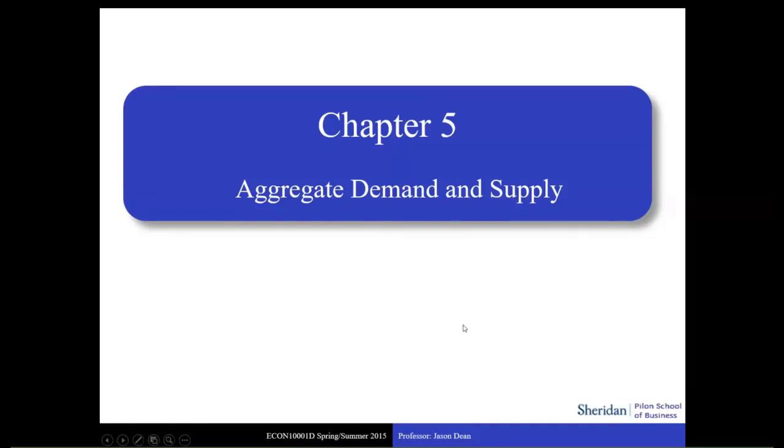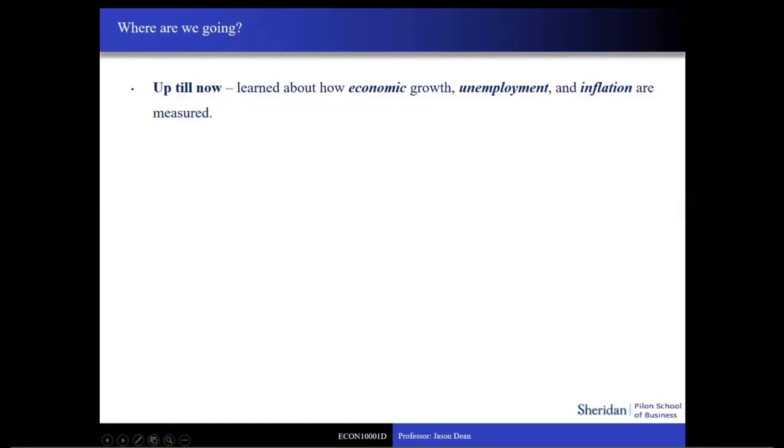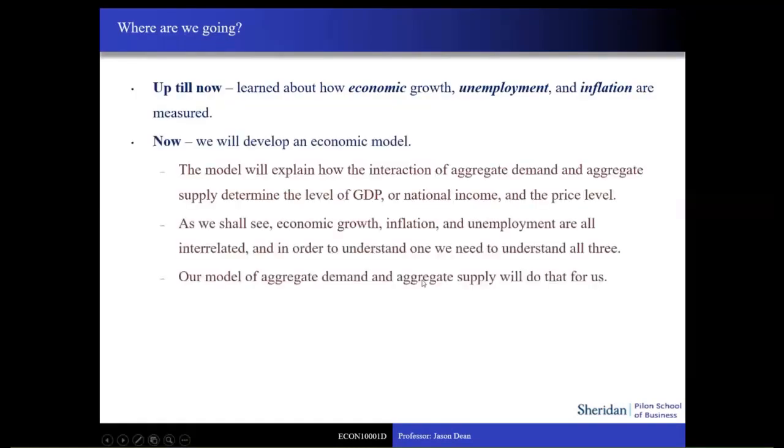So up till now, we looked at economic growth, unemployment, and inflation, but we looked at them in a descriptive sense. Now in this lecture, we're going to develop a model. And the model will explain how the interactions of aggregate demand and aggregate supply will determine the level of GDP or national income and the price level. So we learned up till now about GDP, how to measure it, how to measure inflation, but now we're learning a model, and we'll see that the interactions between aggregate demand and supply will determine GDP and inflation. And so we're going to take a look at how actually these different things are interrelated.